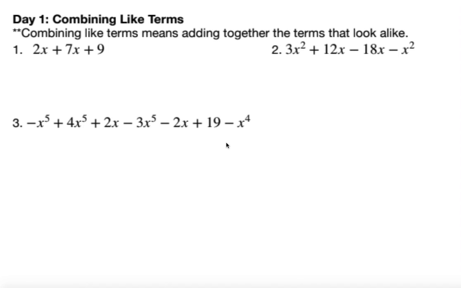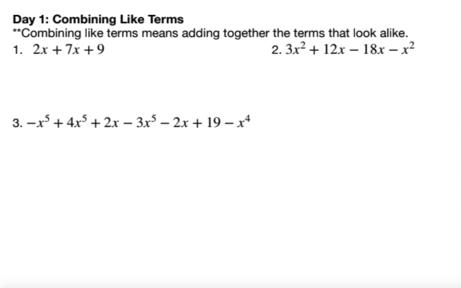So today we're going to start Unit 3, which has to do with polynomials. Before we begin Unit 3, I want us to go ahead and try some more basic polynomials that you probably remember from Math 1 and Math 2. So your Day 1 warm-up has to do with combining like terms. Combining like terms means adding together the terms that look alike.